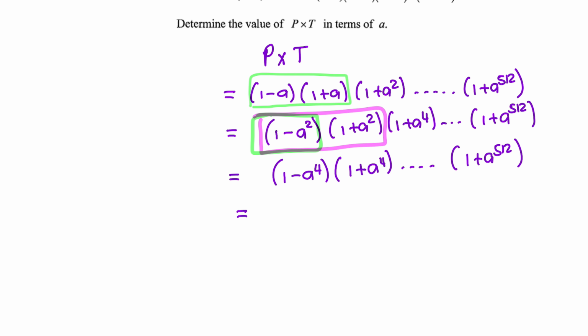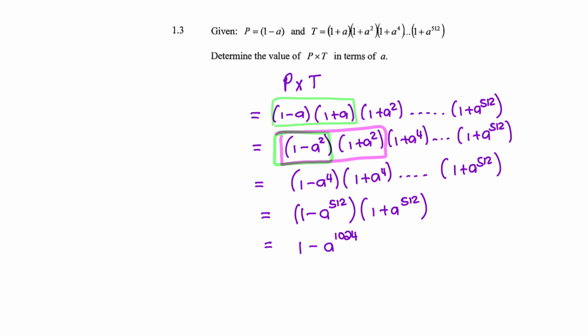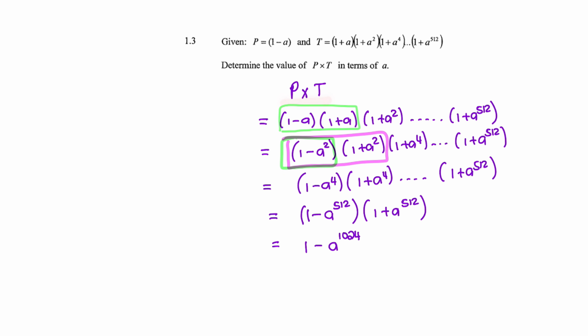That means my last set of brackets would be (1 - a⁵¹²) times (1 + a⁵¹²). And if I expand this difference of two squares, I have 1 - a¹⁰²⁴. And now I have simplified P times T in terms of a to two terms.